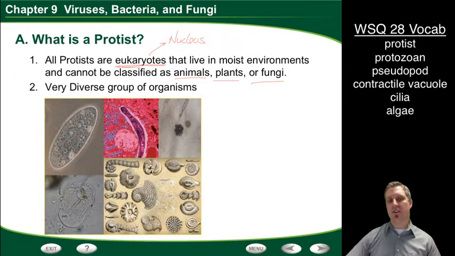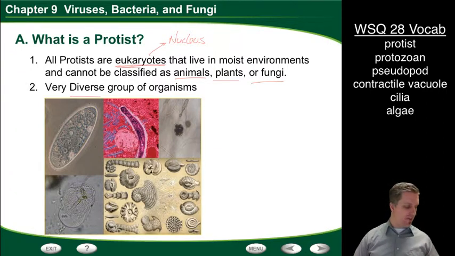They also live in moist environments. They have to be near water, and they can't be classified as these other groups, so they get their own classification as protists. They're also a really diverse group. As you can see from these images, they vary widely in what they look like and how they function and act.